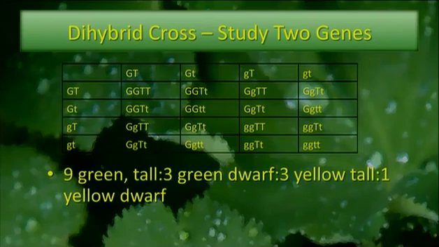Okay, you get 9 green and tall and 3 green and dwarf. That's another 3-to-1 ratio. And you get 3 that are yellow and tall, and 1 that's yellow and dwarf. That's the last 3-to-1 ratio. Okay, so the most important thing to remember about a dihybrid cross using Mendelian genetics is that you get a 9:3:3:1 phenotypic ratio. Okay? And of course, if you have any questions about this, you can always contact me, okay?